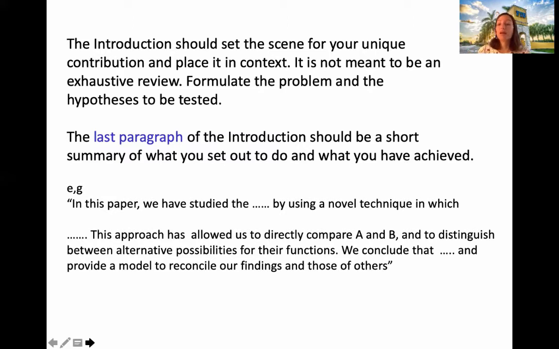And so the last paragraph in the introduction should be a short summary of what you're going to achieve. So just like we talked about in the abstract, where you always have a sentence that says, in this article we're going to, the last sentence in your introduction is kind of like that purpose as well, where you say, here we're going to look at, or in this review, we found this, by comparing this and that, we found this, we conclude that this.